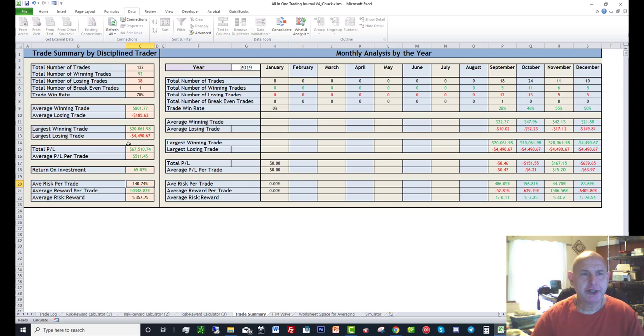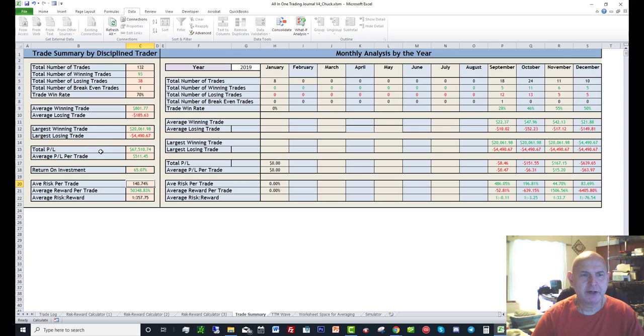In the trade summary sheet, it's basically going to tell you the total number of trades you've taken, how many winning trades you had, how many losing trades you had, how many break-even trades you had. Then it's going to tell you your trade win rate. My win rate is 70%. Your average winning trade is $801. My average losing trade was 185.63. My largest winning trade was $20,000. My largest losing trade was $4,500.